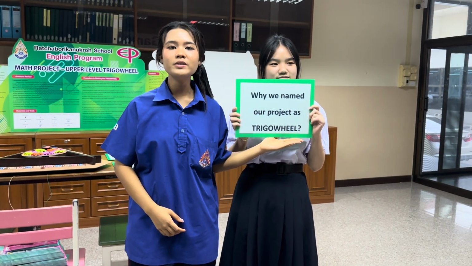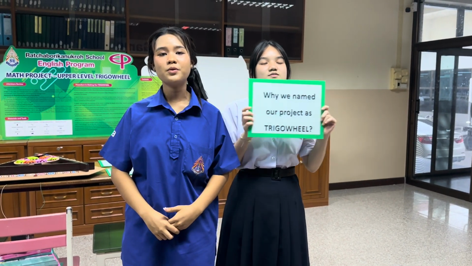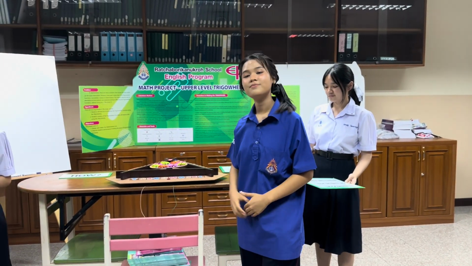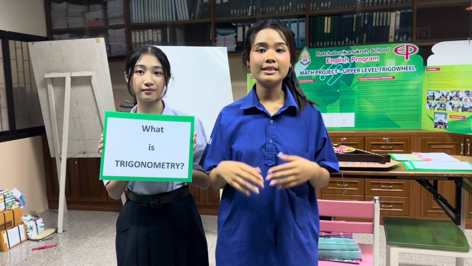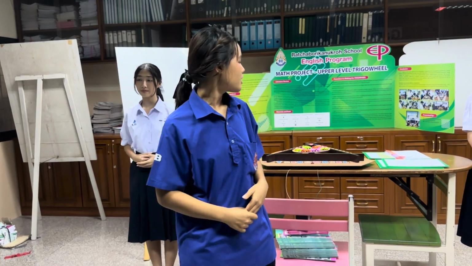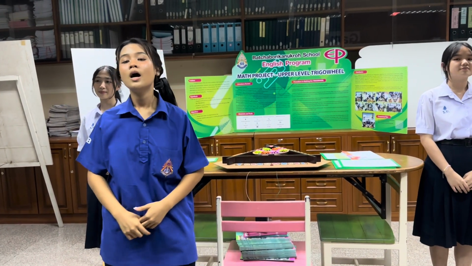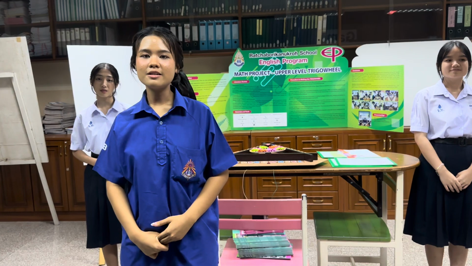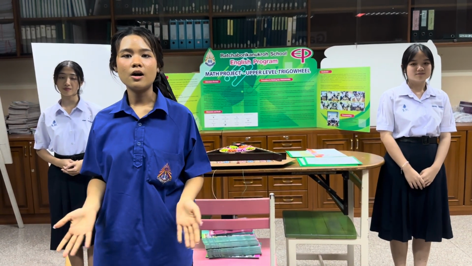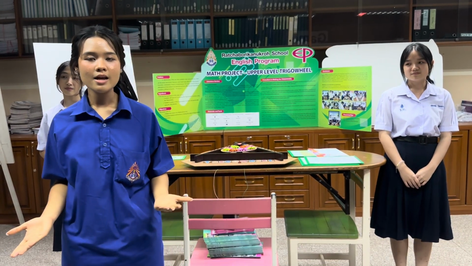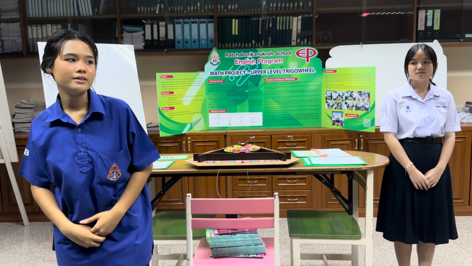Why did we name our project Trigo Wheel? We got "trigo" from trigonometry, and the wheel is from this. What is trigonometry? Trigonometry is a branch of mathematics that studies relationships between side lengths and angles of triangles. We use the Trigo Wheel in finding the values of trigonometric functions, especially the values of reference angles 30, 45, and 60 degrees.